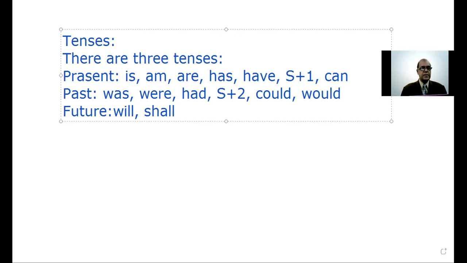So I have told you the present. If you are using is, am, are, has, or have, or subject followed by first form, or can, that means you are using present tense. And if you are using was, were, had, subject followed by second form, and would, that means you are talking about something relating to past. And if you are using will and shall, that means you are talking about some actions which will take place in future, and that you are talking about the action for the first time and guarantee that what you say has not yet taken place.